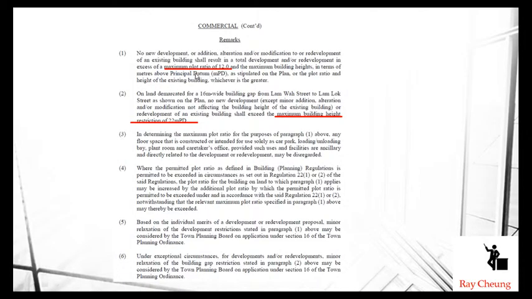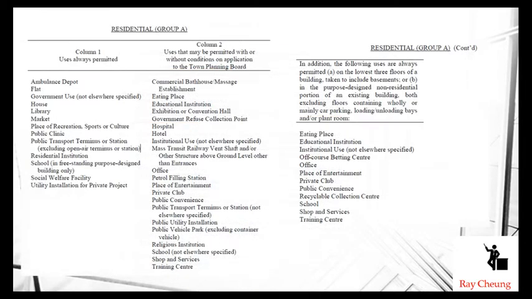And then they will also sometimes provide the maximum plot ratio and the building height requirements. That means when you see the outline zoning plan, you will see the use, or sometimes they will restrict the plot ratio or restrict the height. This is another example, Residential Group A. Most likely, in Column 1 this is residential, so you are not supposed to have other uses. Okay.